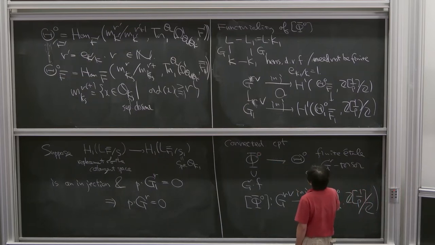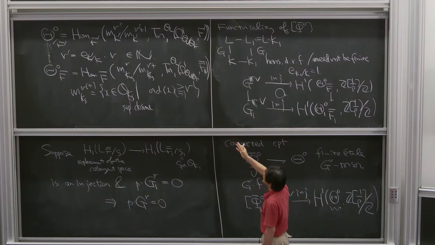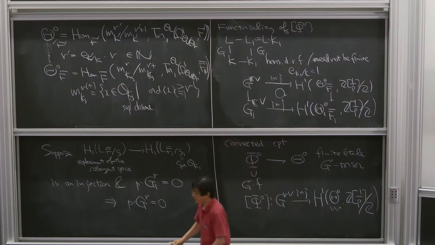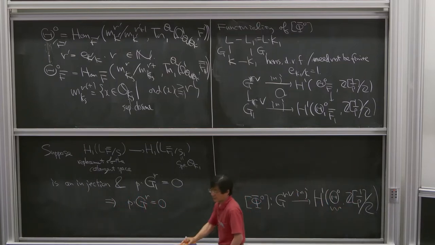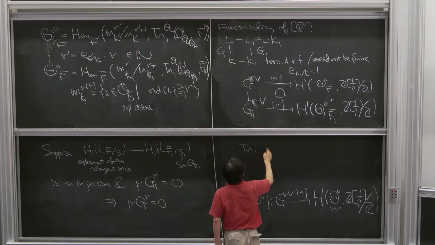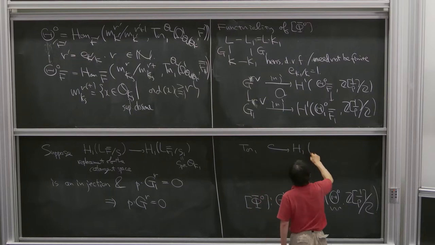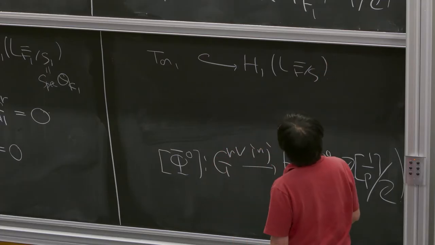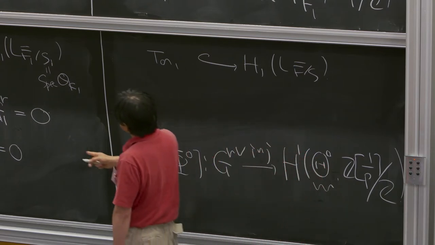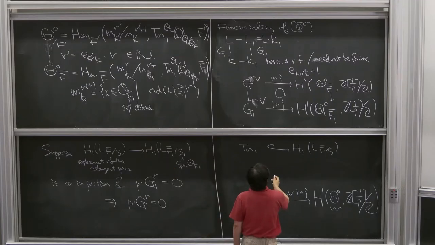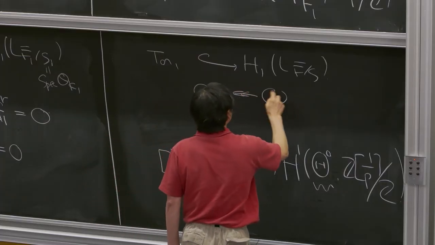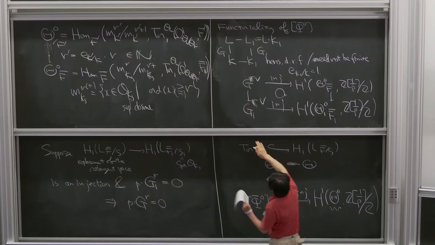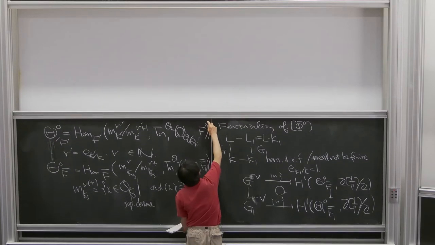This is some twisted tau one. And we have seen yesterday that this one is a subspace of this H1. So this injectivity means that for theta zero, we have a map of schemes. Sorry, I have to put the dual here.